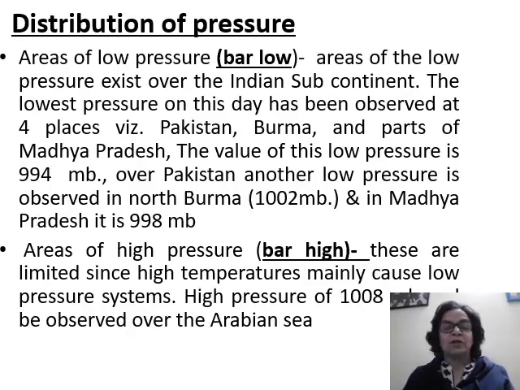So which is the lowest low pressure area? It is called the bar low. So this has been observed at various places like Pakistan, Burma and Madhya Pradesh, and the values are 994 millibars. The value of the highest high pressure is 1008 millibars, which is observed over the Arabian Sea.